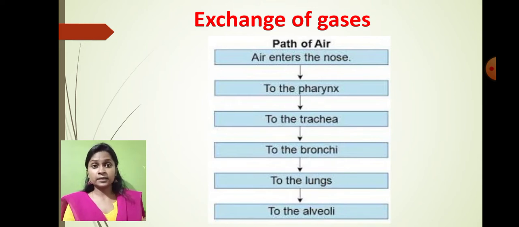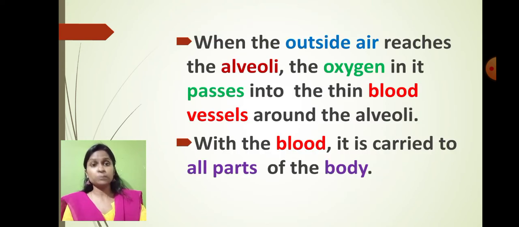Now you must be thinking, when air reaches the alveoli, then what next? Let me tell you that alveoli are in close contact with the blood. As alveoli are in close contact with the blood, in the alveoli the exchange of gases takes place. As you can see, when the outside air reaches the alveoli, the oxygen in the alveoli passes into the blood vessels around the alveoli.